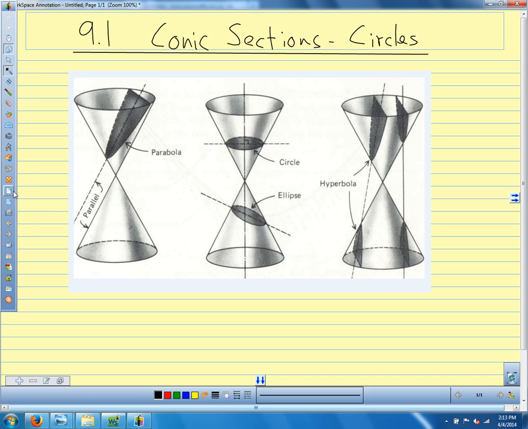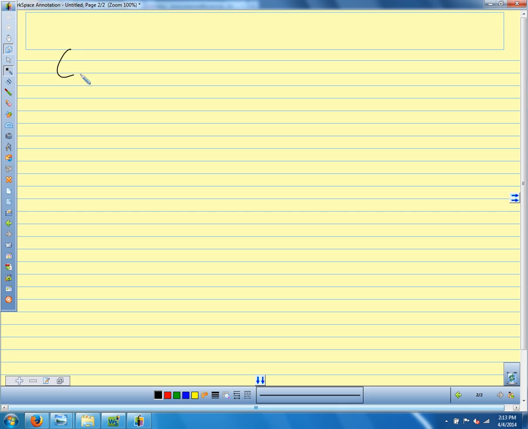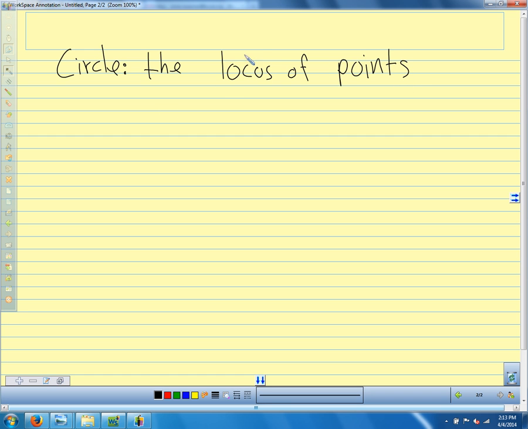So let me write up a technical definition of a circle. A circle is the locus of points equidistant from a given point.